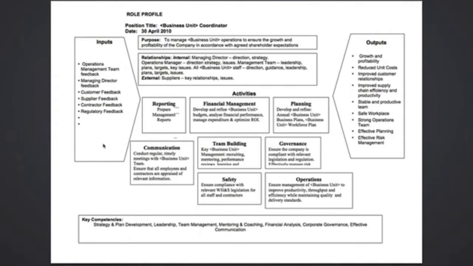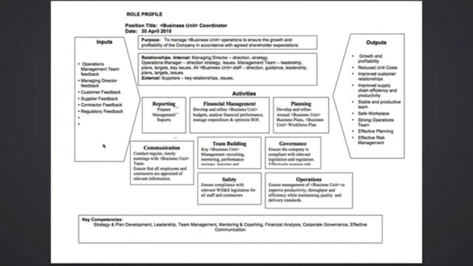And then the next step is to go to the outputs and think about what the outputs need to be from this job. So what are the tangible, concrete things that we need to deliver out of this job? In this example, it's a business unit coordinator. We want to have growth and profitability, reduced costs, improved relationships, stable teams, a safe workplace, all that sort of thing.